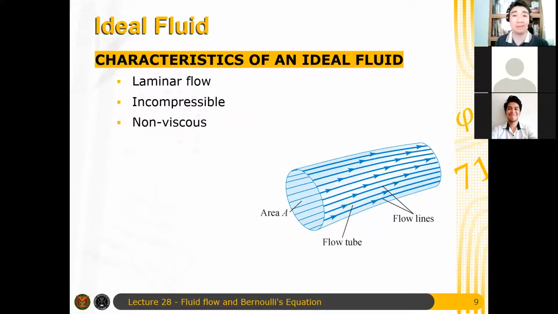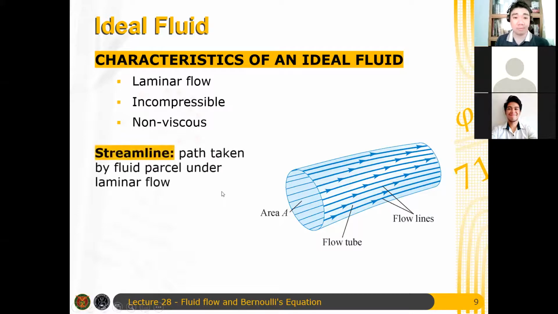We are assuming that viscosity is not present. Of course, in general, it's not true. Okay? So these are the characteristics of an ideal fluid. There are only three: laminar flow, incompressible, non-viscous. Okay? Question? May tanong? None. So for the rest of this session, we will only focus on ideal fluids. And as I said, an ideal fluid is very special. Not all fluids are ideal. Okay? But for now, let's focus on that.